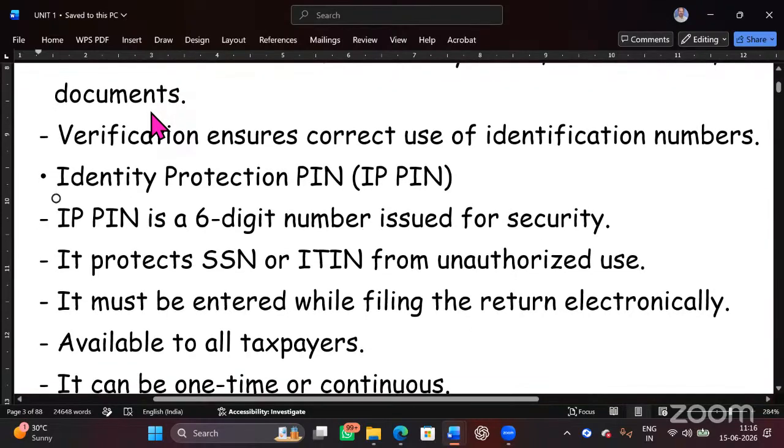At the time of filing the return, this PIN shall be used by the tax preparer and the payer so that he will be safe. This IP PIN consists of a 6-digit number, is issued by the income tax department, and can be used by the taxpayer at the time of preparing and filing the return.